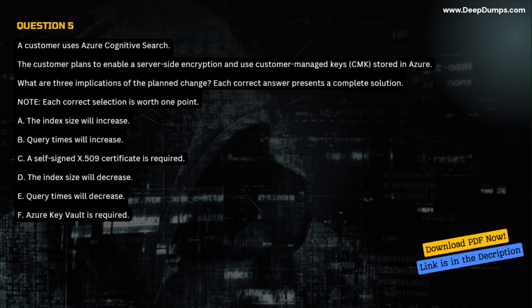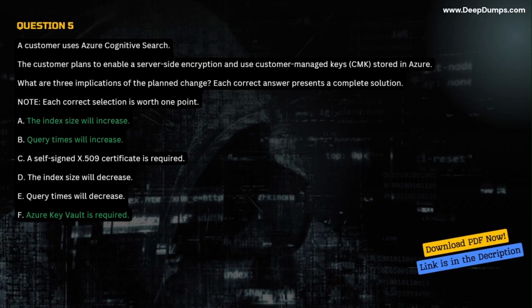A. The index size will increase. B. Query times will increase. C. A self-signed X.509 certificate is required. D. The index size will decrease. E. Query times will decrease. F. Azure Key Vault is required.